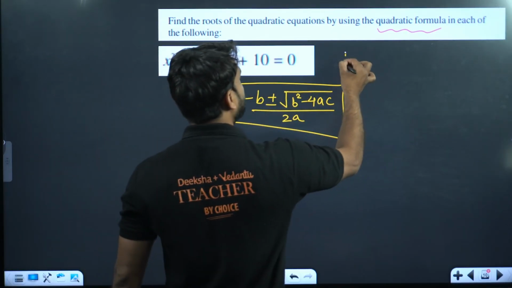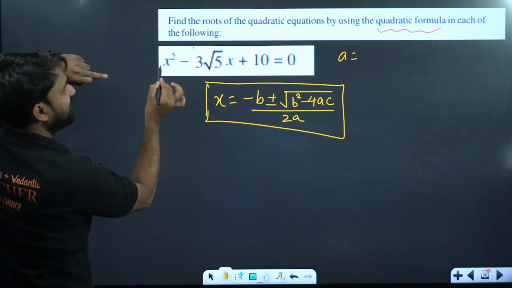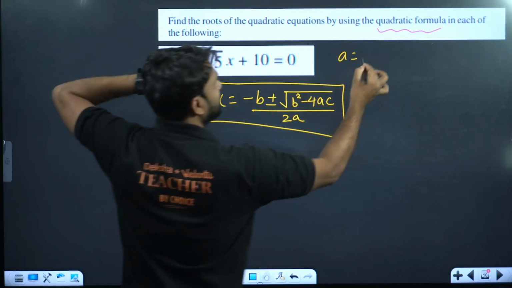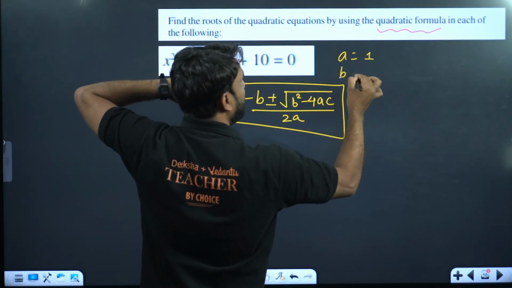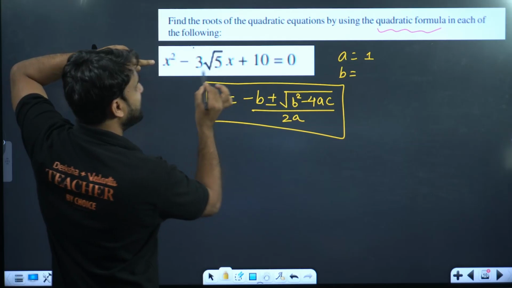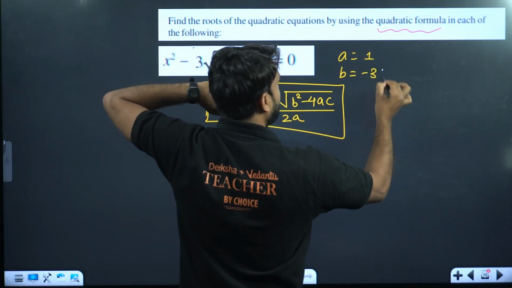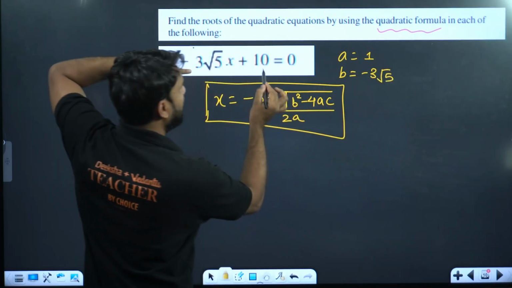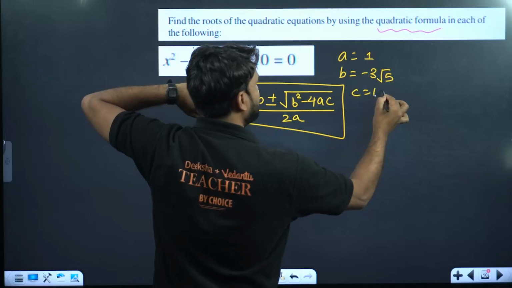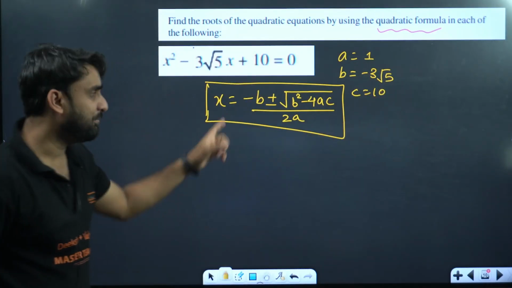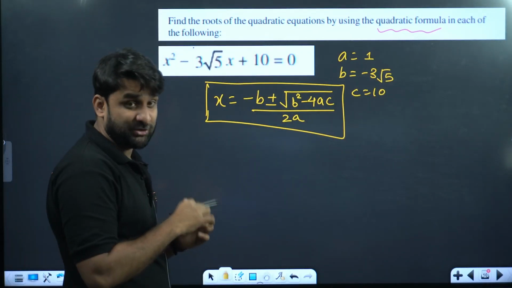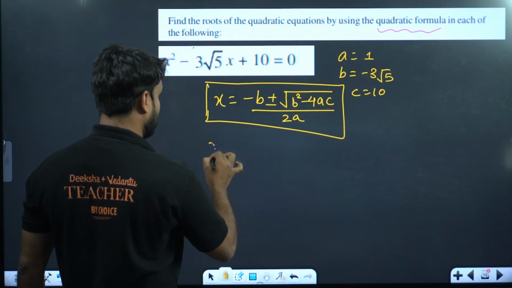So here in this question, a will be the coefficient of x square. There is nothing, so if there is nothing, there will be 1. Where is b? b will be minus 3 root 5. So we can write here minus 3 root 5. And where is c? c will be plus 10. So we have a, b, c. Now put them here and make sure to do the calculation correctly, because there is a little bit of calculation.